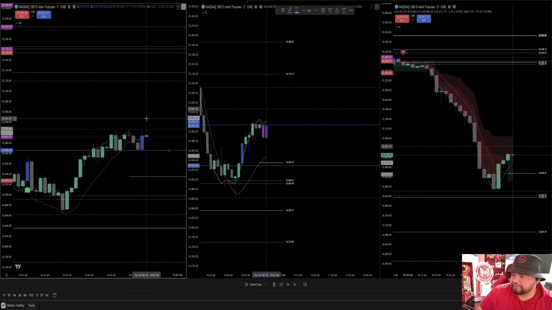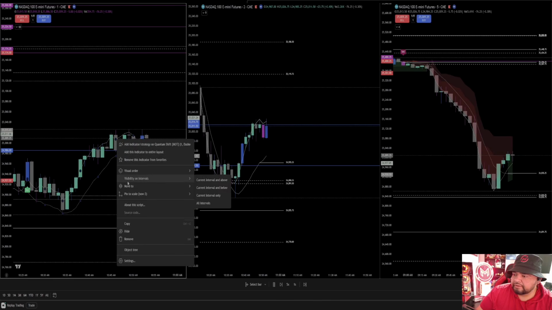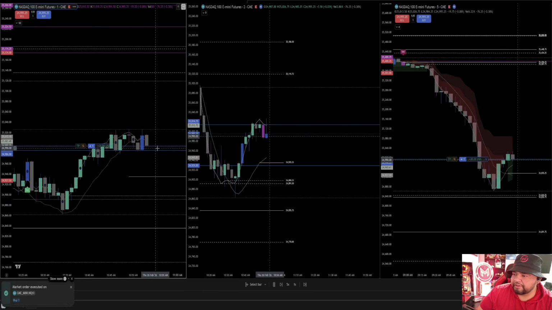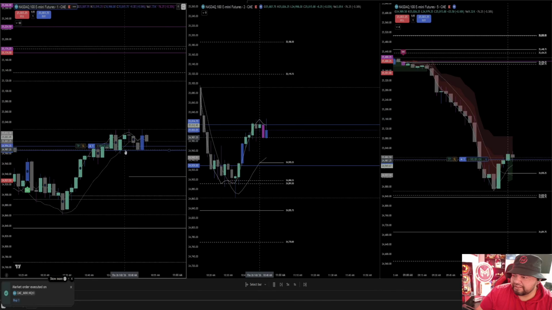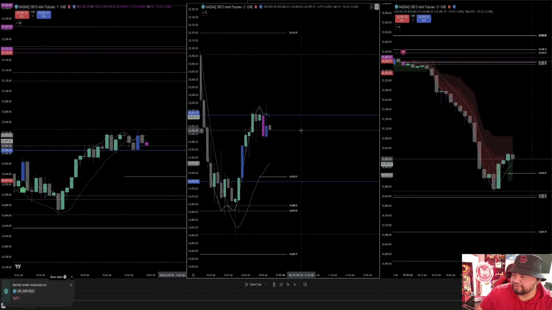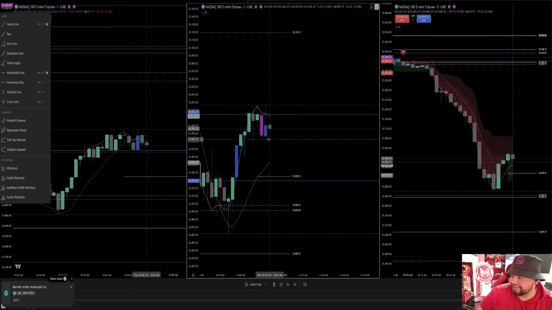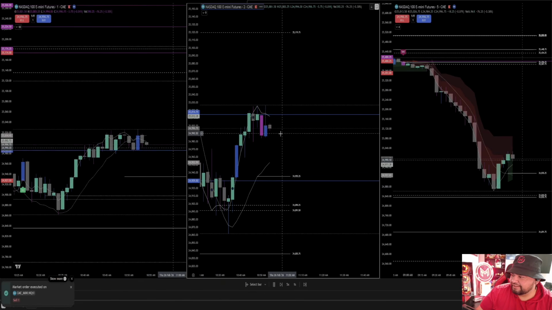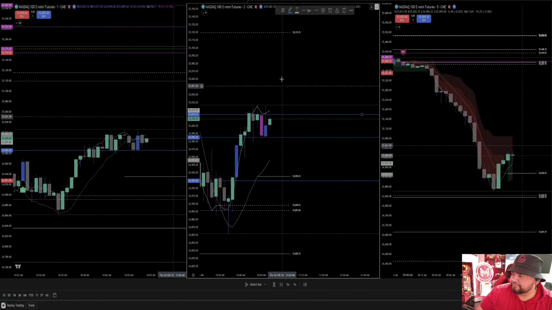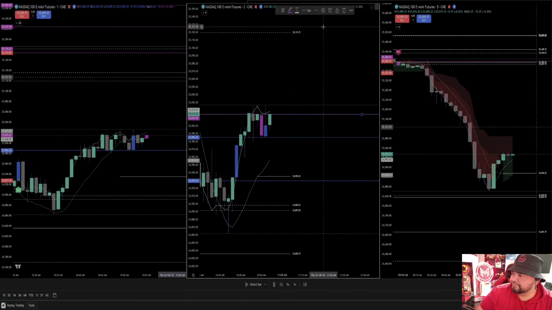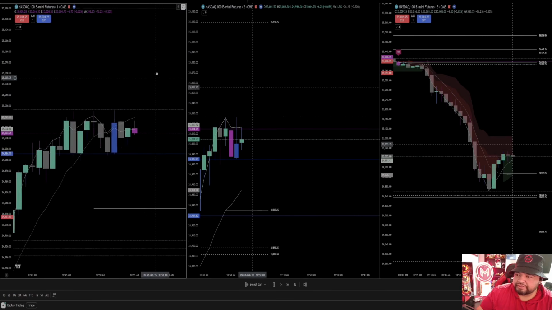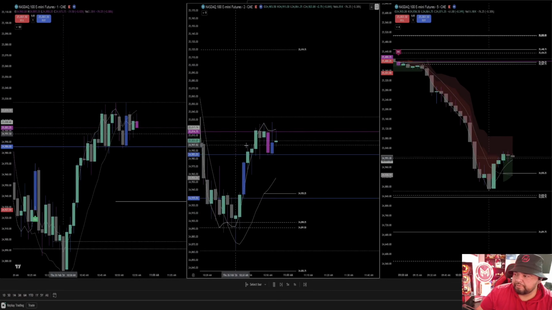And let's see if we can catch a continuation move. Oh, never mind. No. The 2-minute didn't close yet. Nope, you have to wait for that 2-minute candle to close. All right, here we go. We got a 2-minute range. And you're going to wait for a 2-minute candle closure for potential entry on a continuation up, if it presents itself.